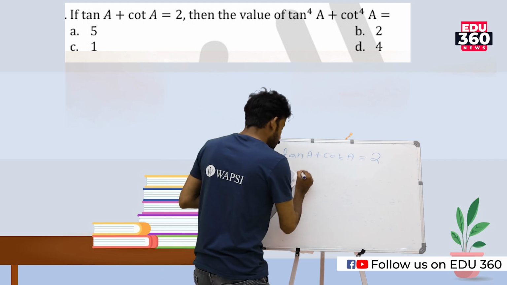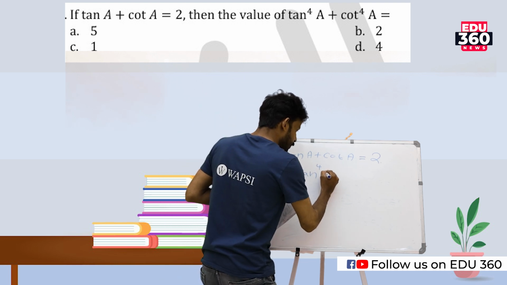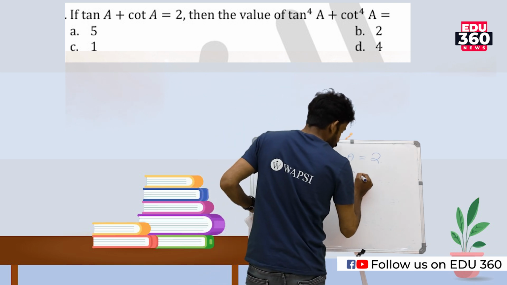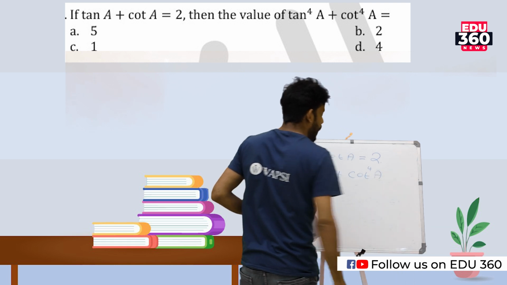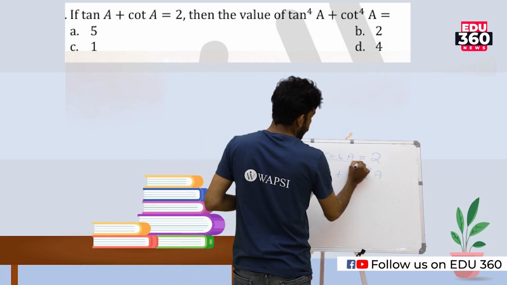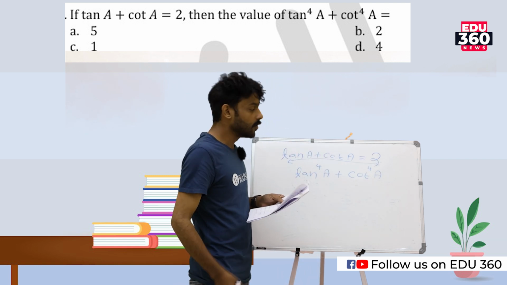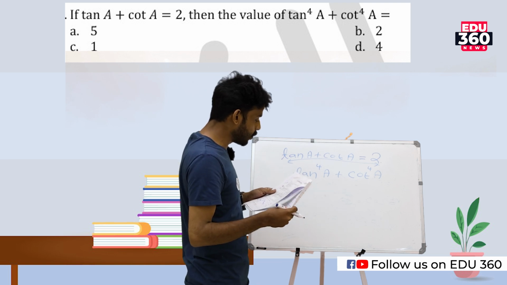Then we need to find the value of tan raised to 4A plus cot raised to 4A. So it's given here that tan A plus cot A is equal to 2. So what will be the next step? In the next step, just square on both sides.